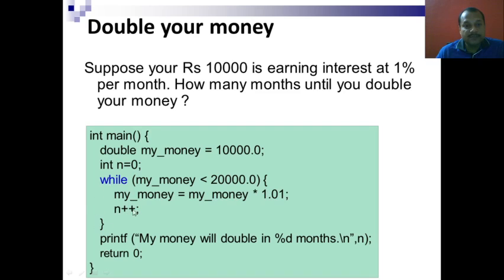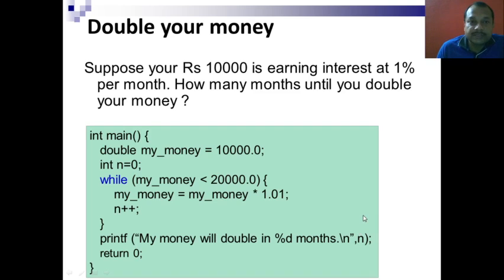That way I will keep on looping, and when my money is at least 20,000, or double, (it didn't mention exactly double, but at least 20,000), I will come out of this loop. Then I will printf my money is doubled in %d months. Please note that it is not years, it is per month. So it will print that in %d months.